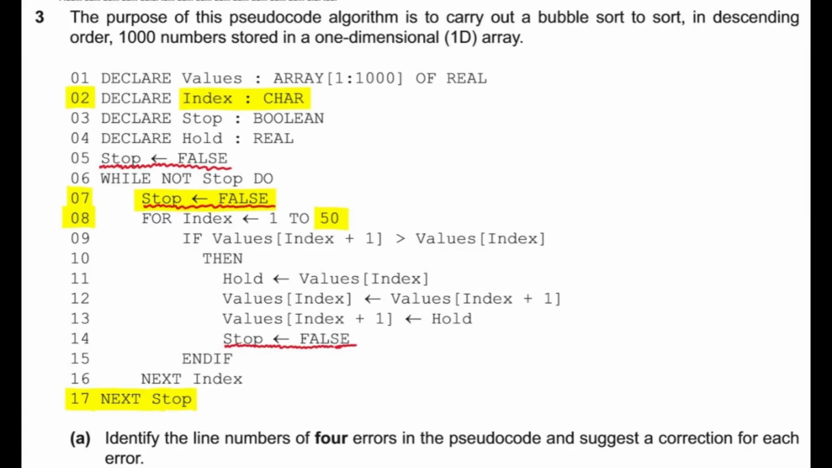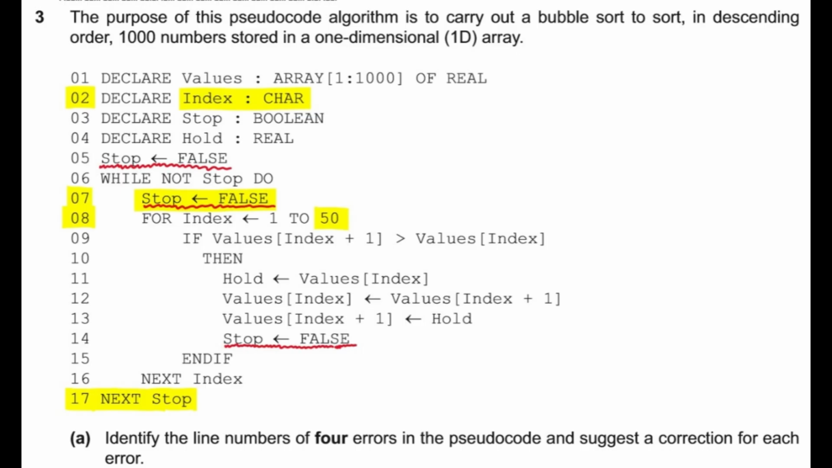Question number 3. The purpose of the pseudocode algorithm is to carry out a bubble sort to sort in descending order 1000 numbers stored in a one-dimensional array. In this question, there are 3 syntax errors and there is 1 logical error. The first syntax error is in line number 2. Declare index as character. Character is going to be replaced by integer because index is a number.